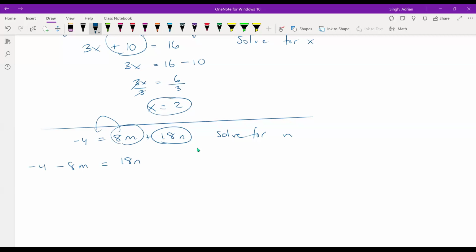To isolate just n on the right side, I need to divide that side by 18. I need to divide the left side by 18 as well. So this then becomes n is equal to negative 4 minus 8m divided by 18.